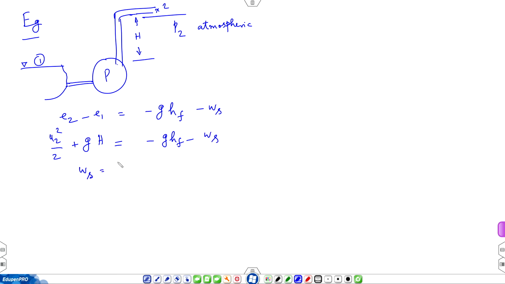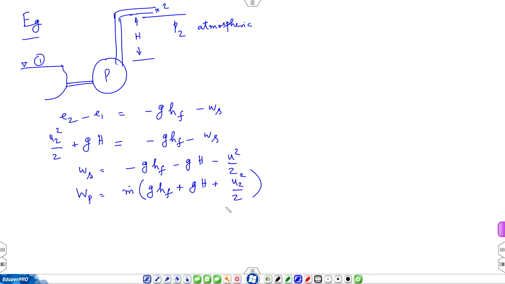So, Ws is equal to minus g hf minus gH minus U2 squared over 2, and you write pump work is equal to m dot times g hf plus gH plus U2 squared over 2. Okay. So, if loss is specified, you can actually carry out numerical calculations.